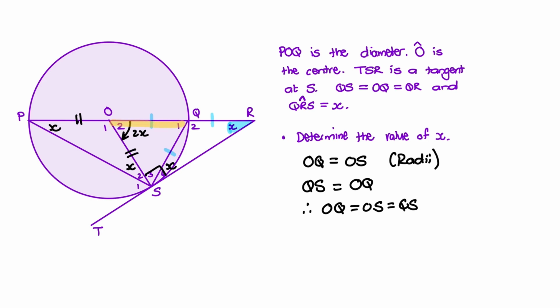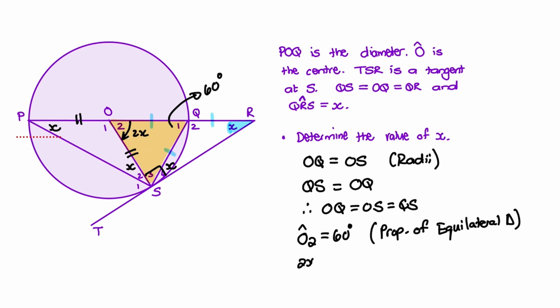So we have an equilateral triangle, and we know that the interior angles of an equilateral triangle are equal to 60 degrees. Therefore, the angle O2 would be equal to 60 degrees, and now we can say properties of an equilateral triangle. That will make 2x equal to 60 degrees, and therefore x is 30 degrees.